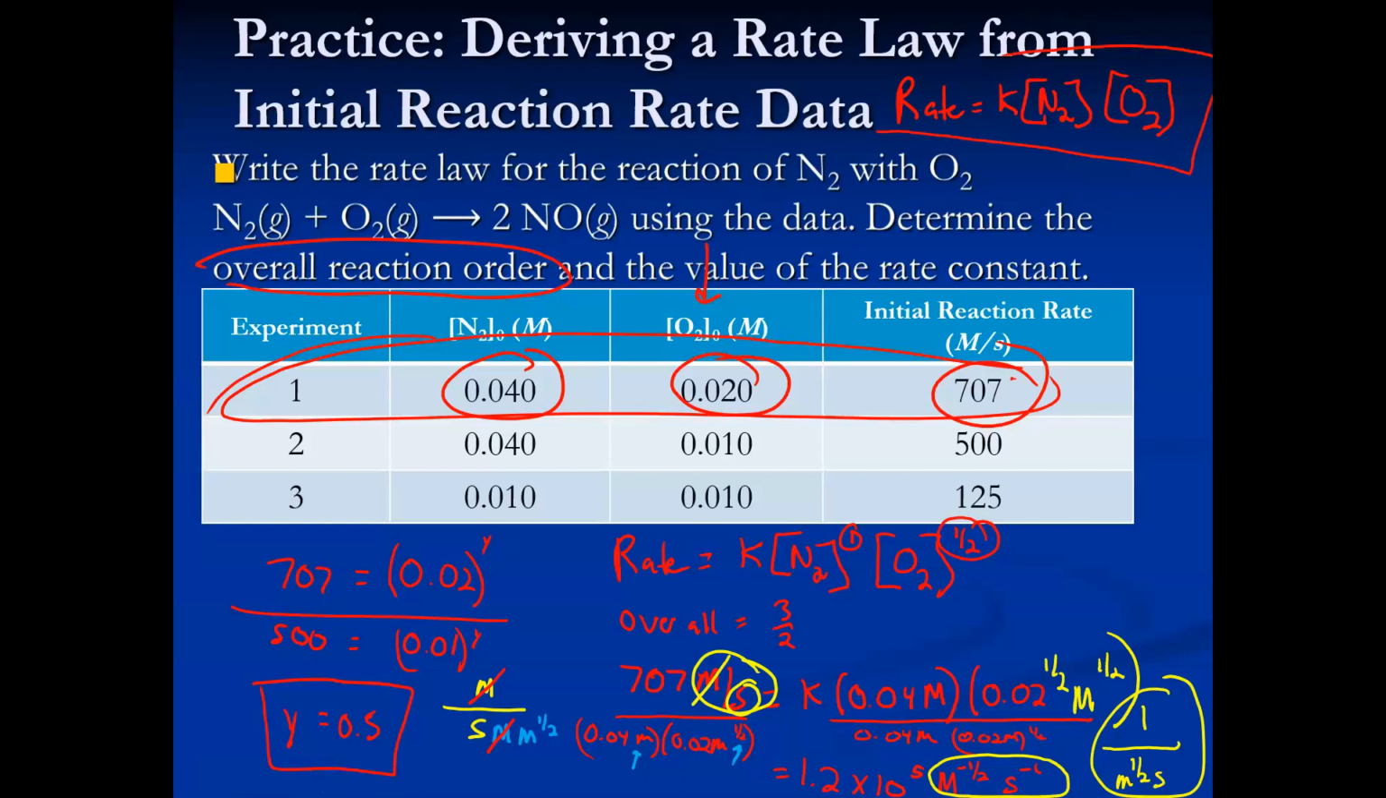Oh, so someone asked, if you're doing it the long way, do you always put the bigger one on top? It'll work either way. I just always put the bigger one on top because it makes my brain work better. But it'll work either way. I always like putting the bigger initial rate on the top. That's just the way I always do my problems, but it'll work either way.